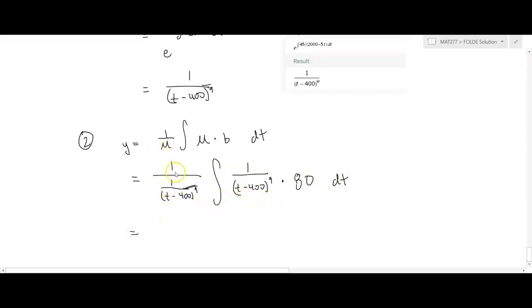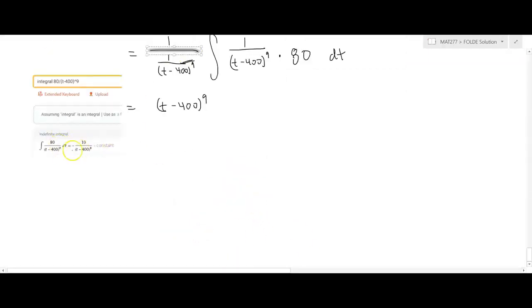The one thing that I will point out is that this is 1 over, which will just be t minus 400 to the ninth. And the integral of this comes out to this ugly looking expression here, negative 10 over t minus 400 to the 8th. Oh, that's not so bad. And then we have plus our arbitrary constant.